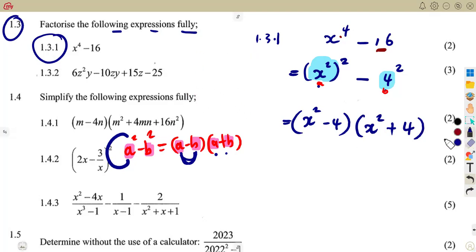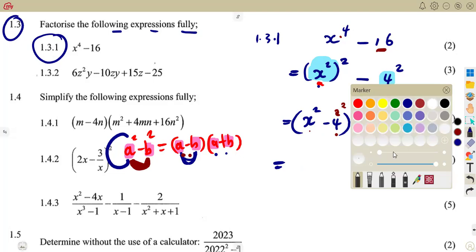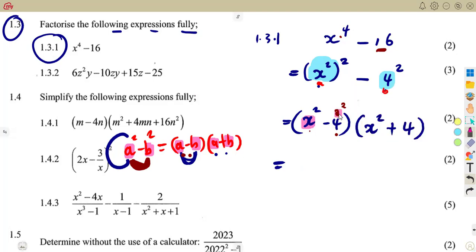Check again, because there can be a possibility of a difference of 2 squares again. If you check properly, we have a difference of 2 squares again: x squared minus 4. This 4 is the same as 2 squared. So we are back to the difference of 2 squares, a squared minus b squared, a minus b, a plus b. We've got x squared and 2 squared.